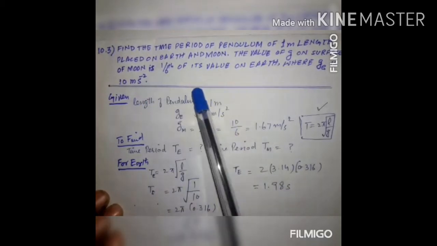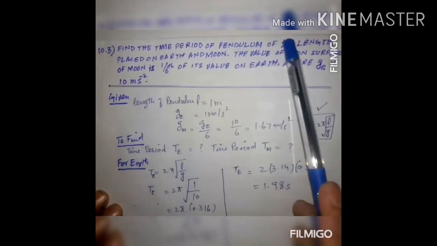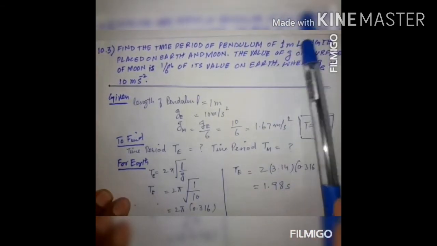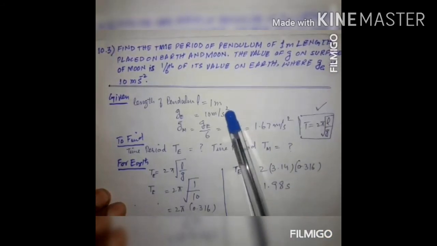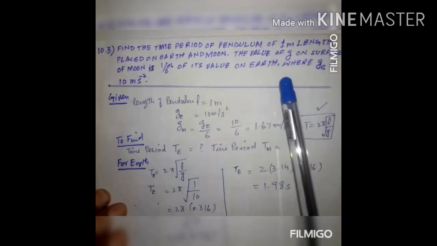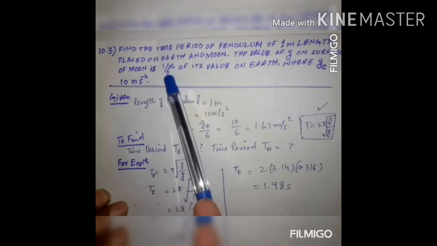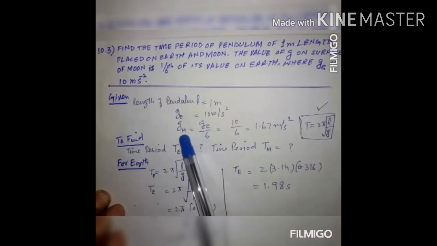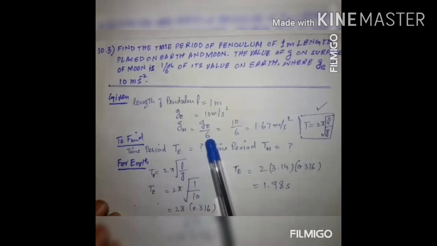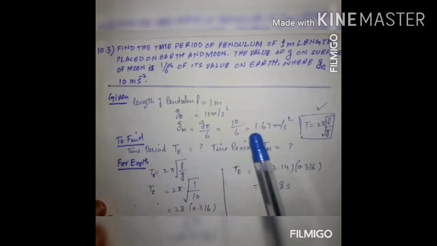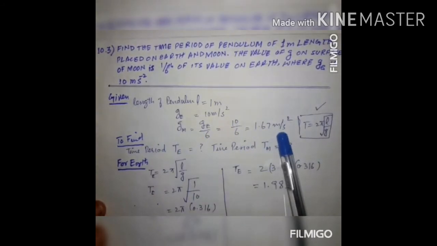Here the given data is the length of the pendulum, which is 1 meter, gravity at Earth, which is 10 meter per second square, and gravity at Moon, which is 6 times less than the gravity at Earth. So we have gravity at Moon is equal to gravity at Earth divided by 6, and after simplification we will get gravity at Moon is equal to 1.67 meter per second square.